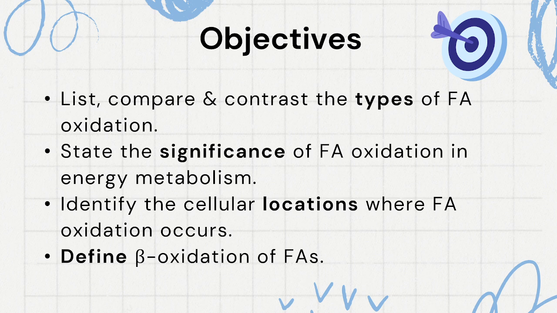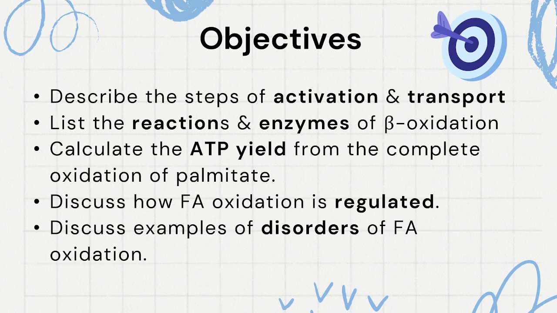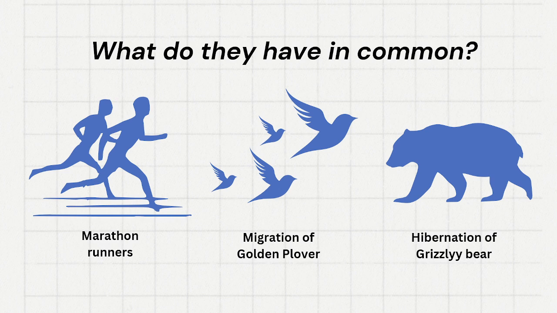type of fatty acid oxidation that is called beta oxidation, describe the steps of activation and transport that precede the reactions of beta oxidation, to list the reactions and enzymes of beta oxidation, to calculate how much ATP is produced from complete oxidation of palmitate, to discuss the regulation of fatty acid oxidation, and to discuss some examples of the disorders of fatty acid oxidation.